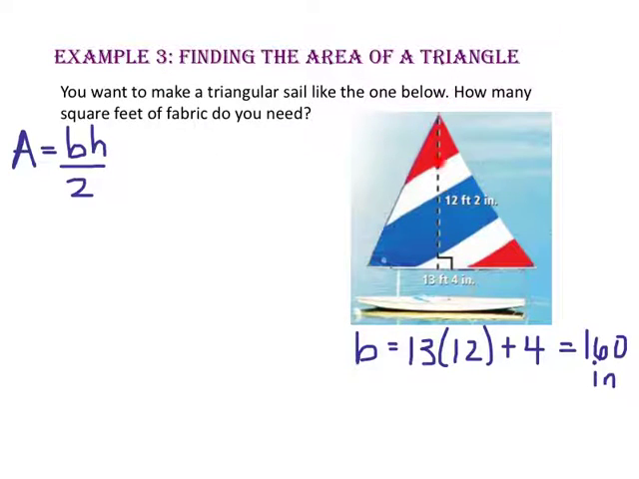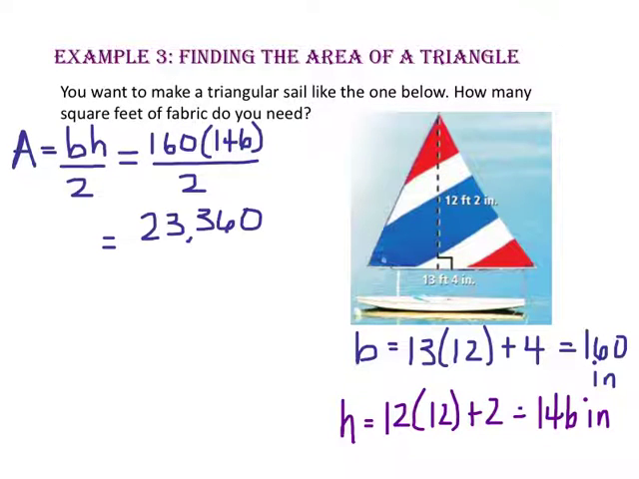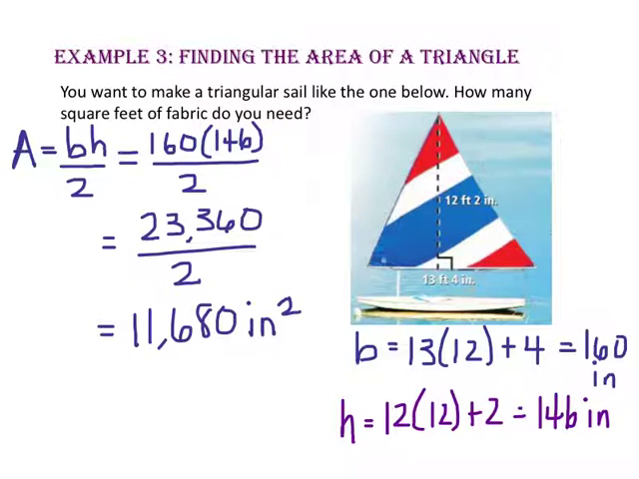The height of the triangle is 12 feet 2 inches. Again, let's convert to inches by multiplying 12 by 12 and then adding the 2 inches. So our base is 160 and our height is 146. 160 times 146 is 23,360, and we'll divide that by 2 to get 11,680 square inches. Since the question asks us how many square feet of fabric we need, we convert 11,680 back into feet by dividing it by 12, giving us approximately 973 square feet.